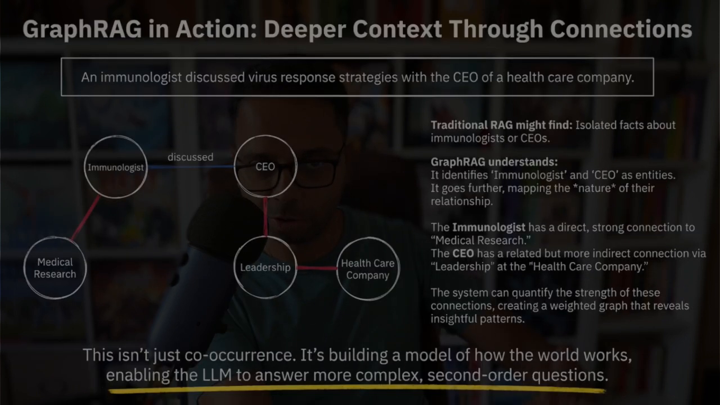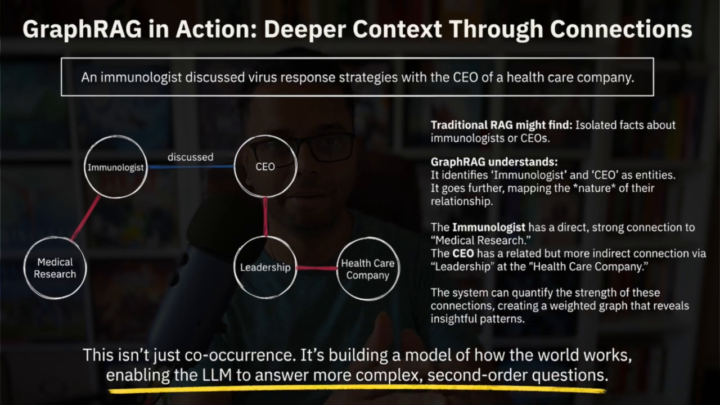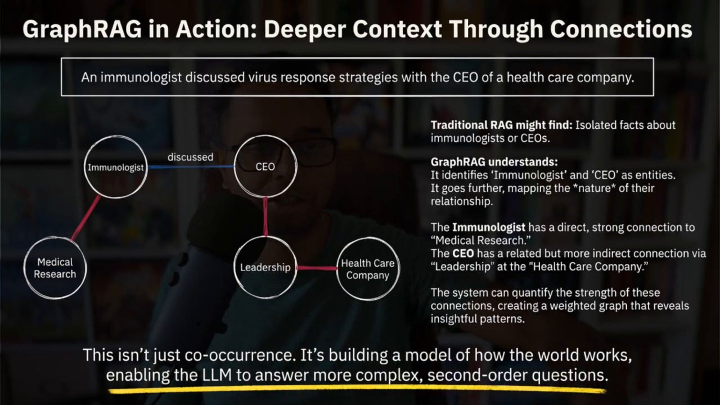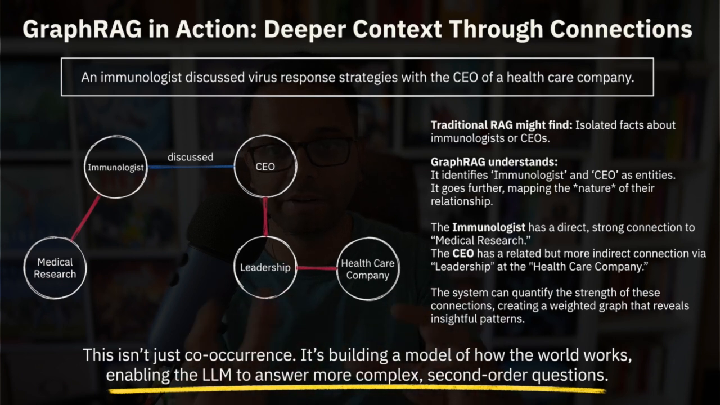So let's say an immunologist has discussed virus response strategies with the CEO of a healthcare company, right? So when GraphRAG comes in, there are multiple aspects that we have to keep in mind when we try to get some insights from this conversation that happened between these two people. An immunologist is specialized in medical research. A CEO is specialized in leadership, probably for a healthcare company. So a traditional RAG might find isolated facts about immunologists or CEOs.